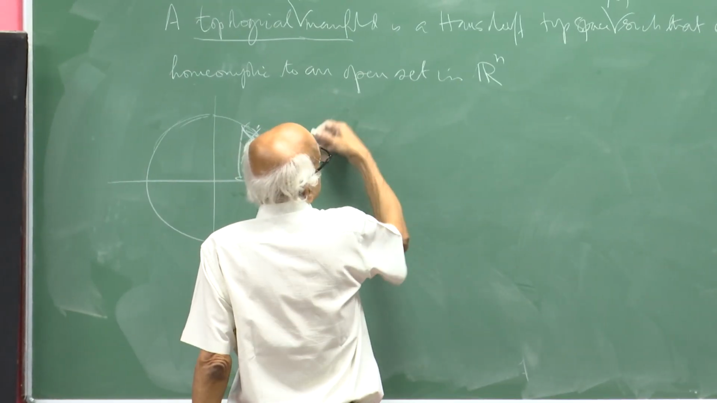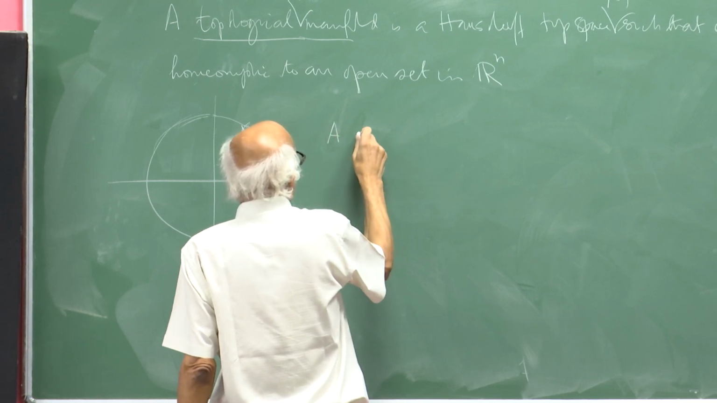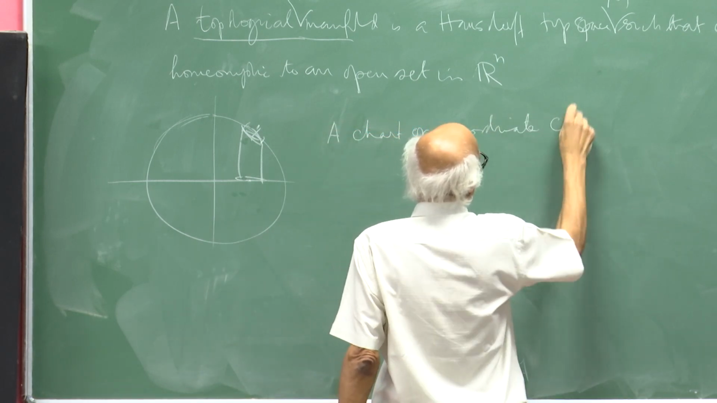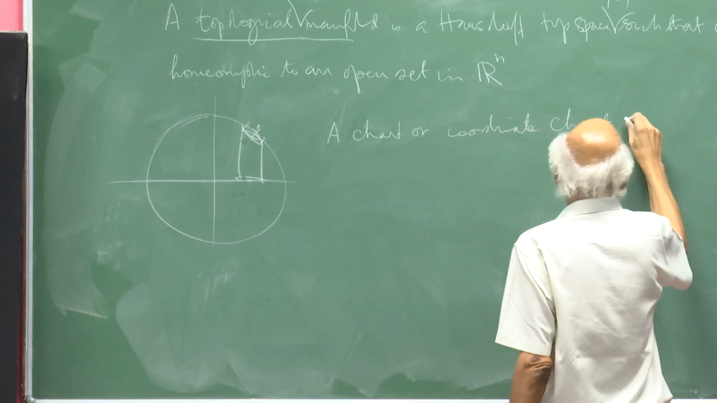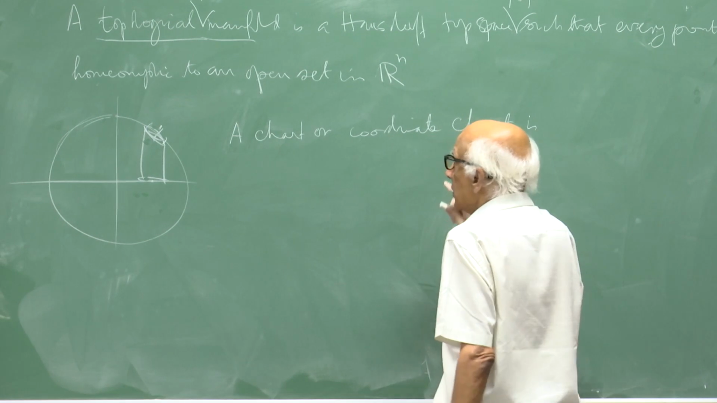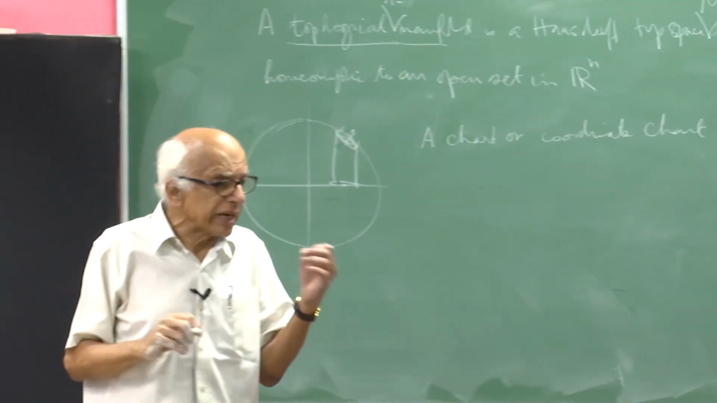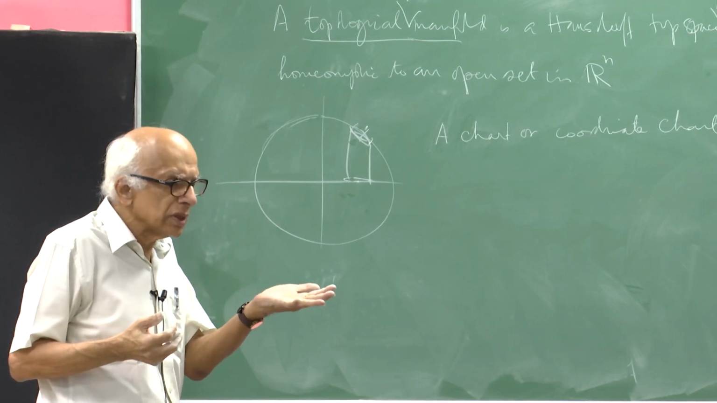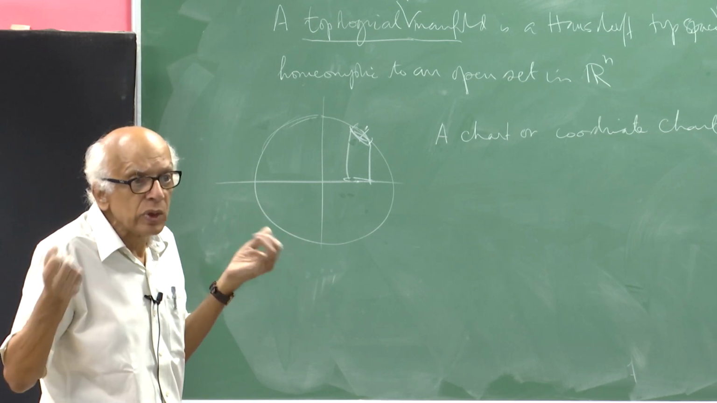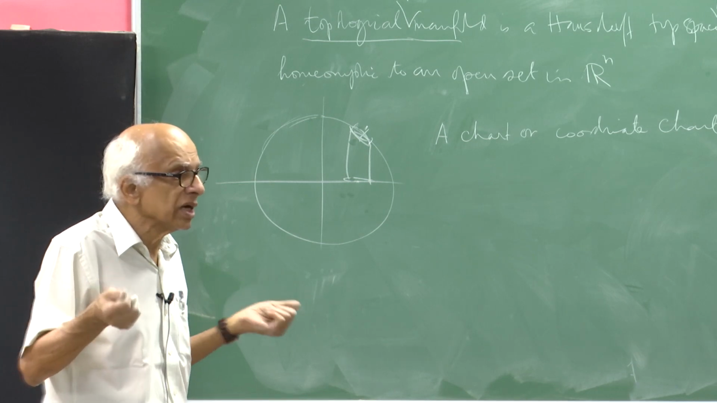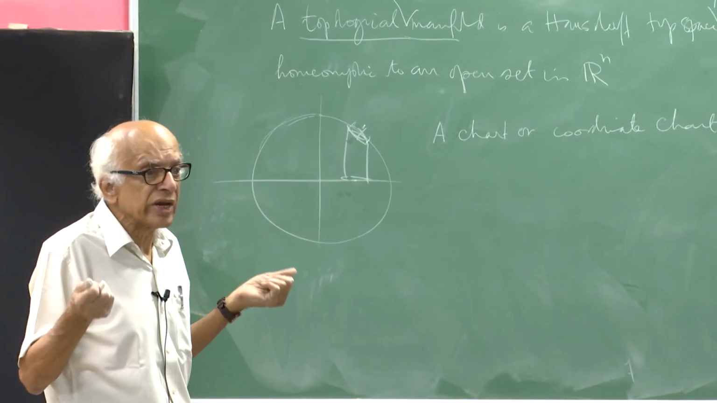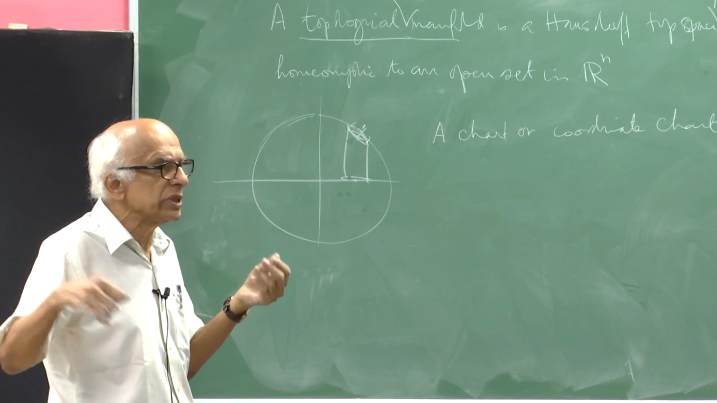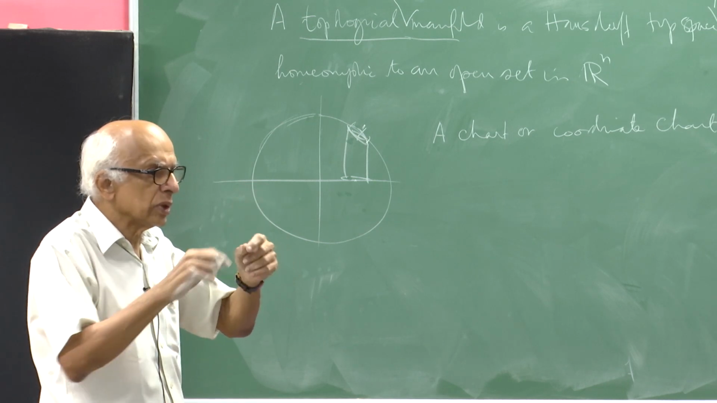So fix a topological manifold, and a chart or coordinate chart on an n-manifold. Here, one important point is that the number n is completely determined by the topology of M. The reason is that an open set in R^n can be homeomorphic to an open set in R^m only if m equals n. It's a theorem of L. E. J. Brouwer, known as invariance of domain. An open set in R^n cannot be homeomorphic to an open set in R^m if m is not equal to n. This is obvious in the case of the real line.